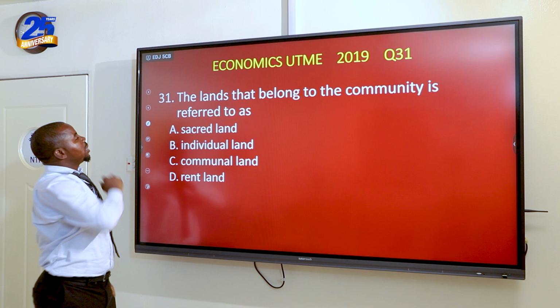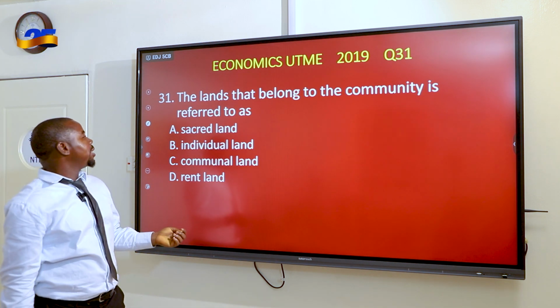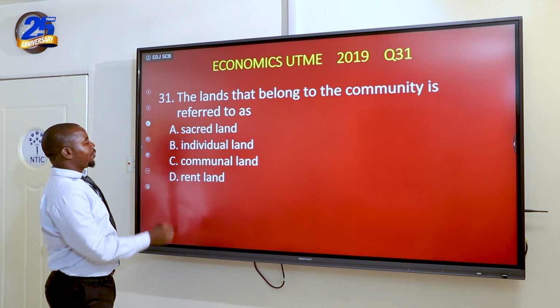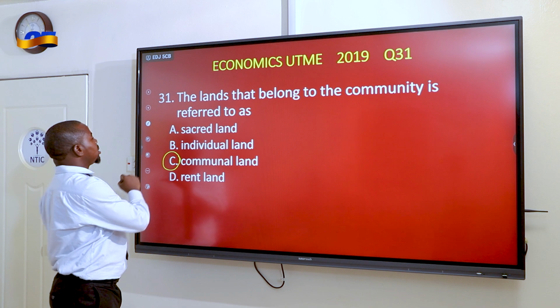So next question, question 31. The lands that belong to the community is referred to as, of course, communal land. So the right option is option C.